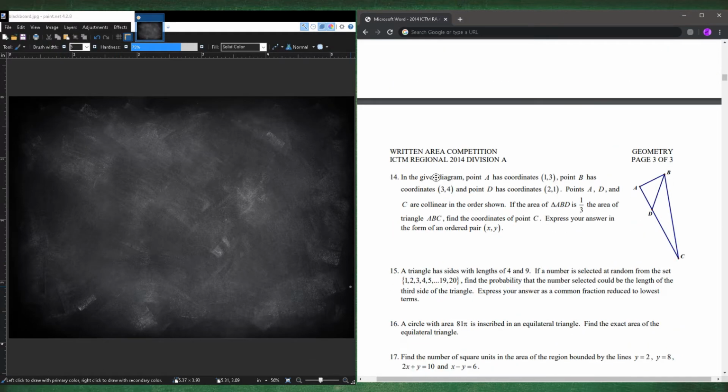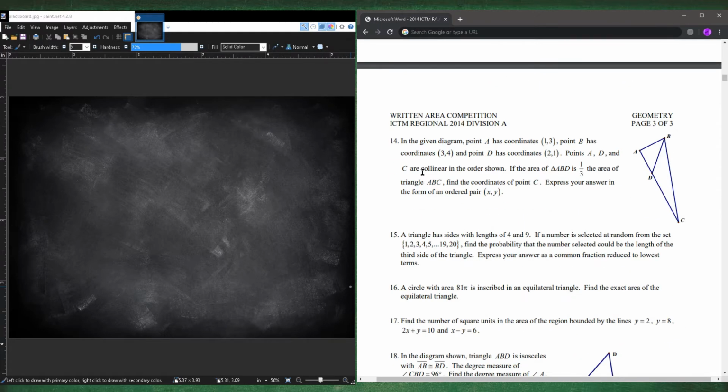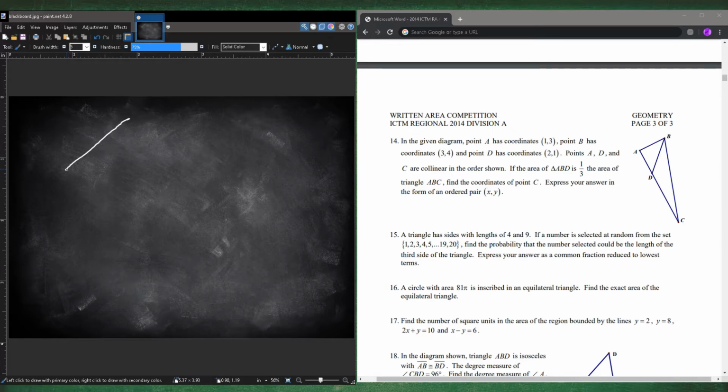Number 14. Was that 13? Yeah, that was 13, so number 14. In a different diagram, point A has coordinates (1, 3), point B has coordinates (3, 4), and point D has coordinates (2, 1). Points A, D, and C are in the order shown. If the area of triangle ABD is 1/3 the area of triangle ABC, find the coordinates of C. Okay, so let's draw this.